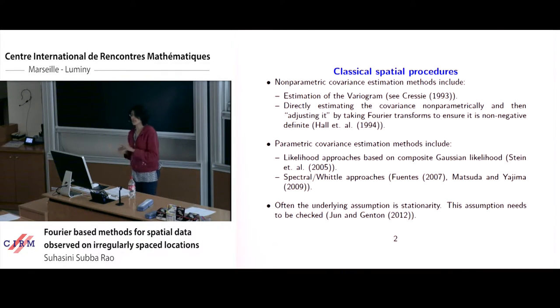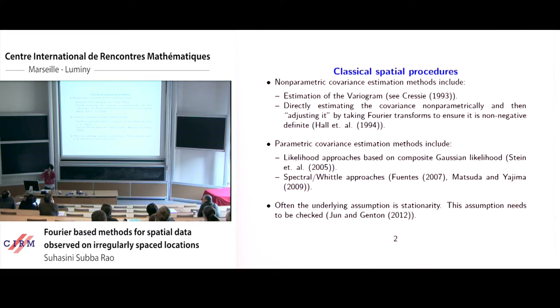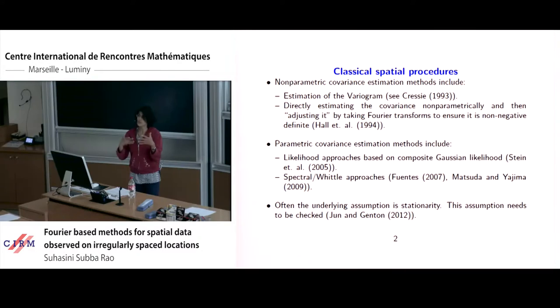Another popular way is to estimate the covariance non-parametrically using some sort of kernel smoother. But the problem is that if you do it at every single location, the covariance estimate you get may not be a non-negative definite function. So the method proposed by Peter Hall and his collaborators was to estimate it non-parametrically, then take the Fourier transform of that, put anything that's negative to zero, and then Fourier transform back. Computationally, it's very tough to do, so you have to somehow gridify the whole setup. These are classical procedures for which software exists.